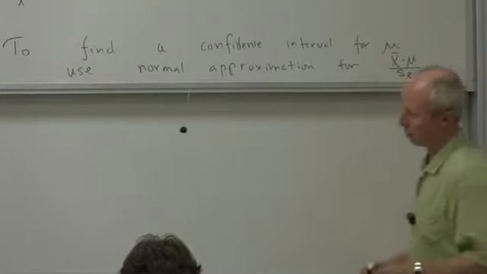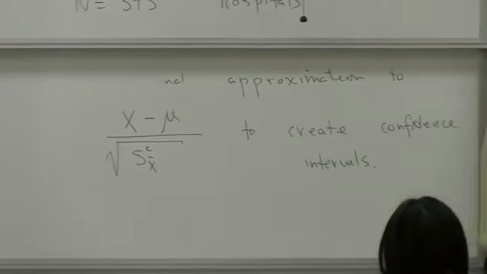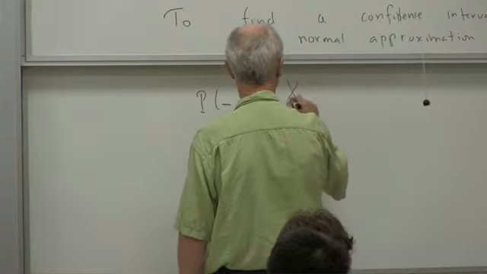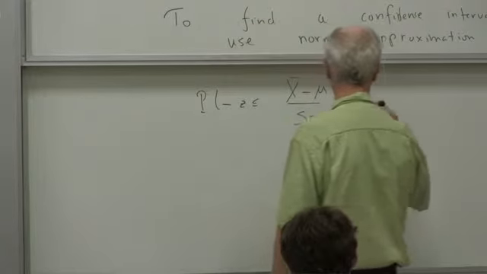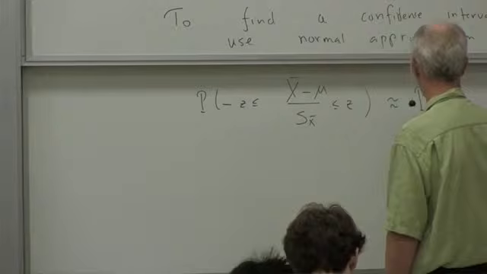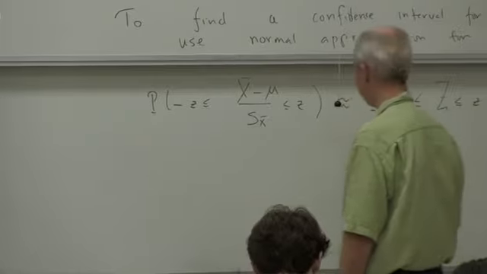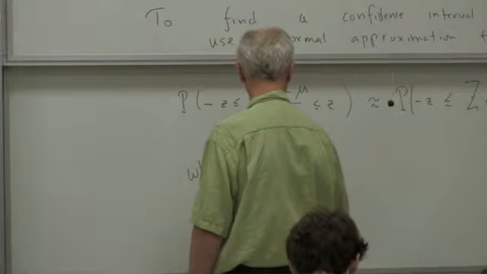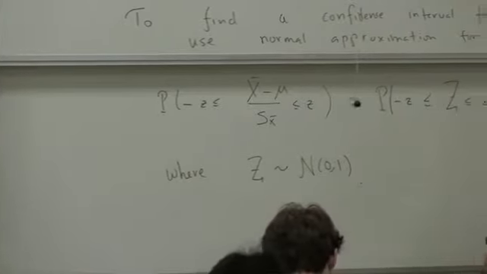Notice I didn't put square here. I could get rid of the square root if I also erase the square, right? That is, the probability that minus z is less than or equal to (x bar minus mu) over s x bar, less than or equal to z, is approximately equal to the probability that minus little z is less than or equal to capital Z, which is less than or equal to little z, where capital Z is a normal mean 0, variance 1 random variable. Okay.